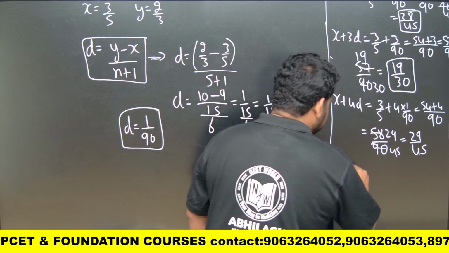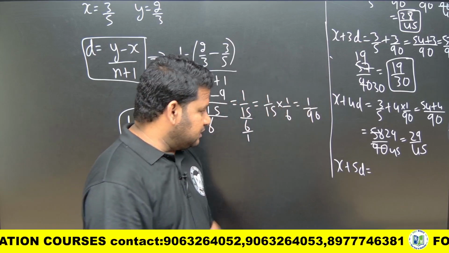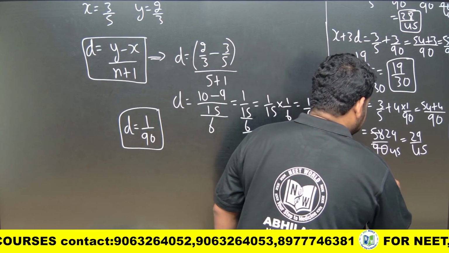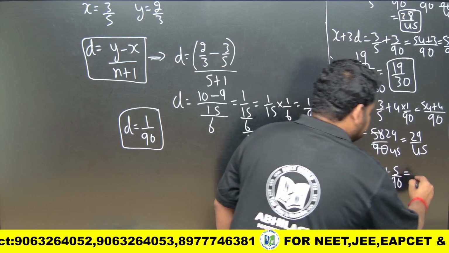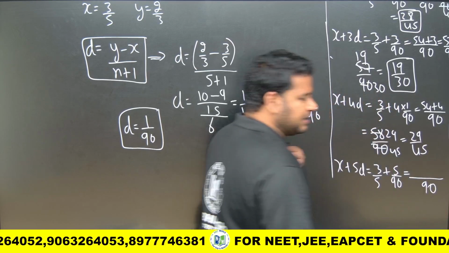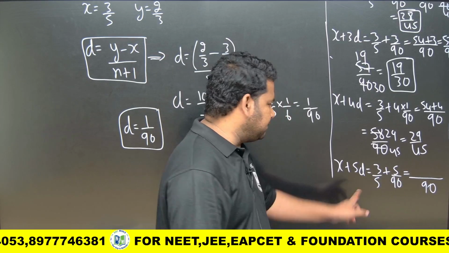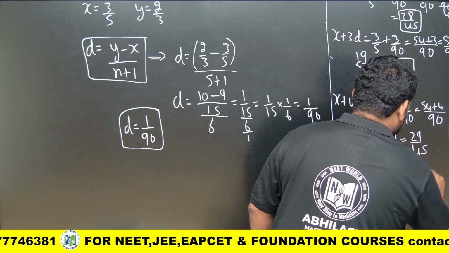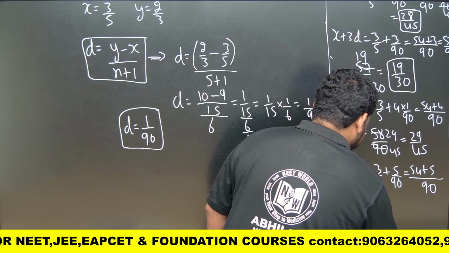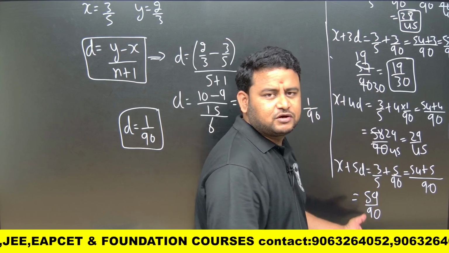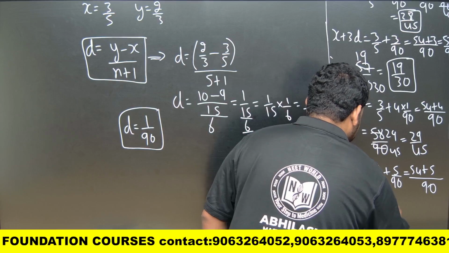Next, we have x plus 5d. x is 3 by 5, so 3 by 5 plus 5d. 5d means 5 by 90. I have taken LCM as 90. This will become 18 3s are 54. 54 plus 5 is 59. 59 by 90. Can I simplify this further? Definitely not, because 59 is a prime number. I cannot simplify further. I should keep it as it is.